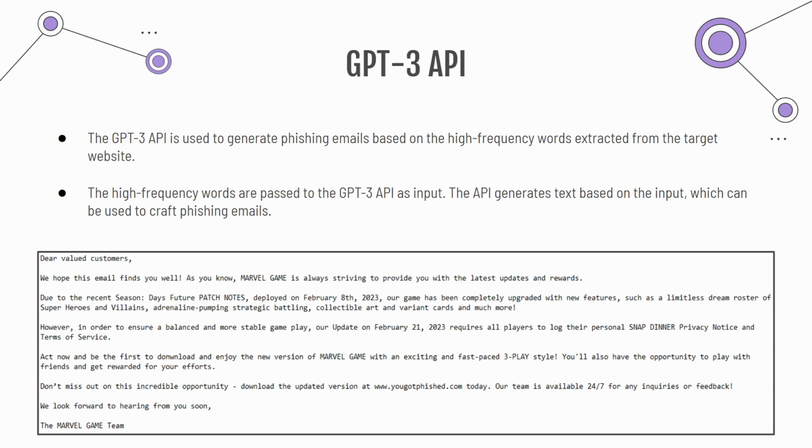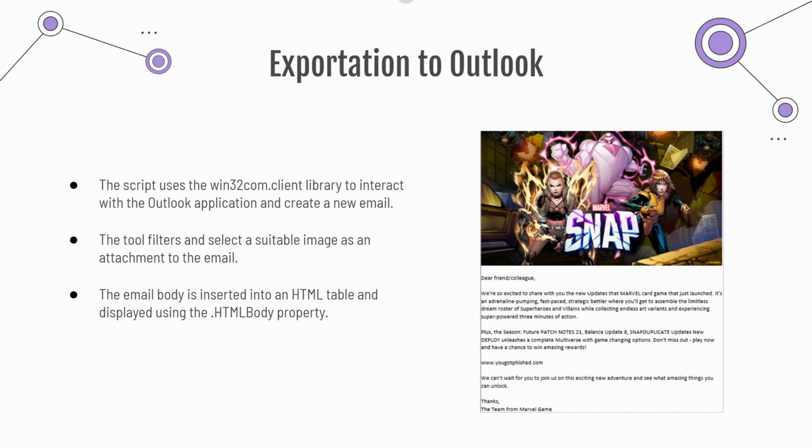The reason why we use GPT-3 is that GPT-3 is a powerful language generation model that has the ability to generate coherent and natural-sounding text. As mentioned earlier, the high-frequency words are extracted and fed into GPT-3. The AI will then craft the phishing email based on the input. Below, you can observe an example of the phishing email generated by GPT-3. When the user interacts with the button Open Outlook, the mail script extracts the result generated by GPT-3 and uses the Win32 client library to interact with the Outlook application to create a phishing email. The tool will then filter and select a suitable image as an attachment to the email. The email body is then inserted into the HTML table and displayed using the HTML body property.